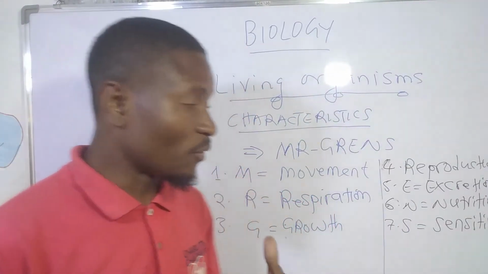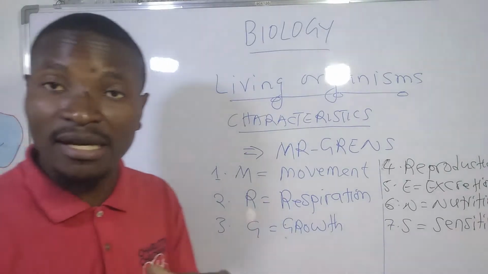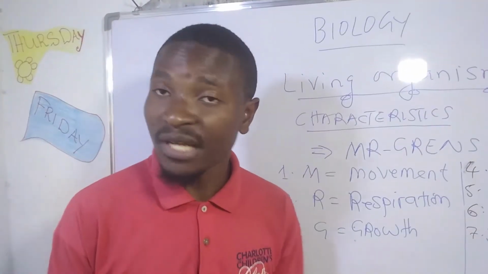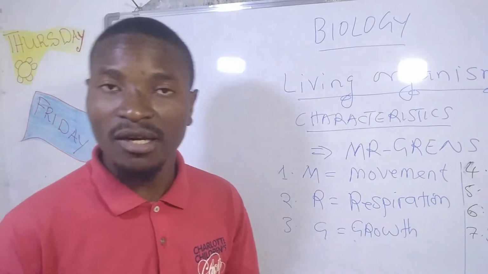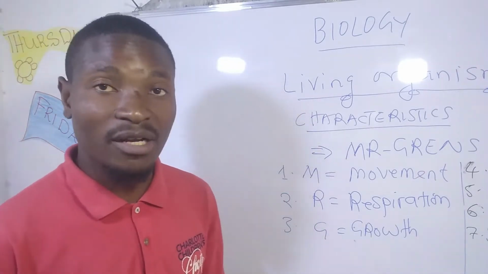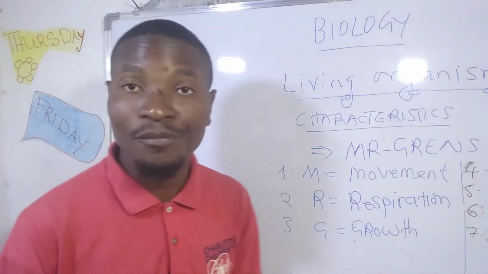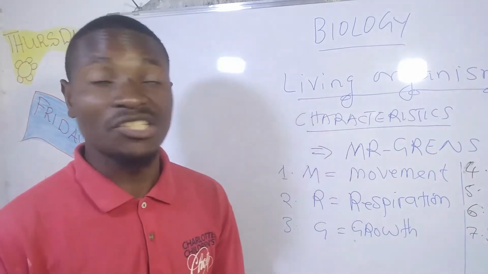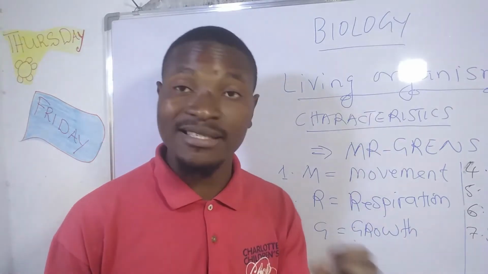What you can see now is the meaning of each letter in the abbreviation. M stands for movement, and R stands for respiration, and the other R stands for reproduction. G stands for growth, E stands for excretion, N stands for nutrition, and S stands for sensitivity.